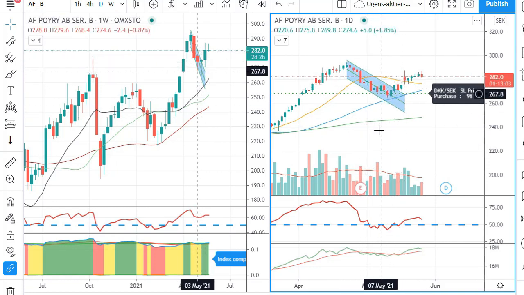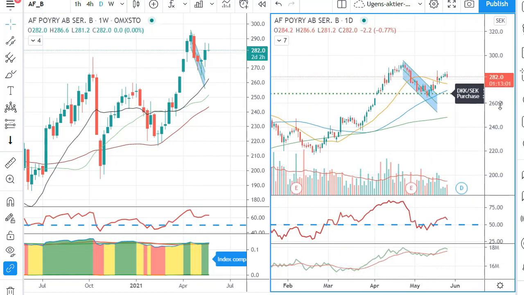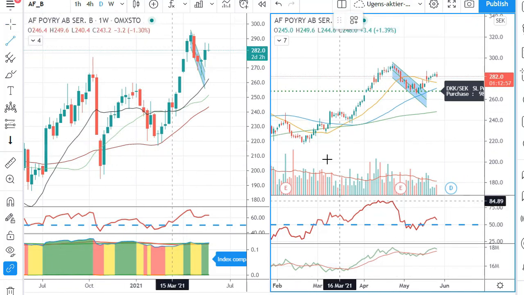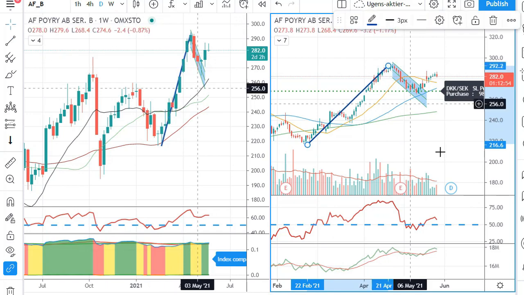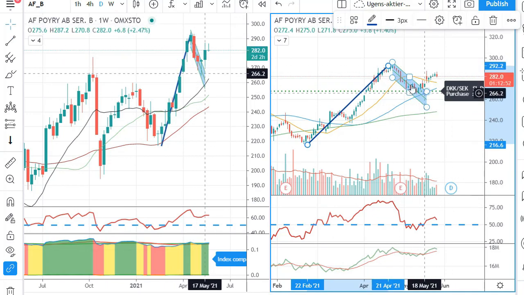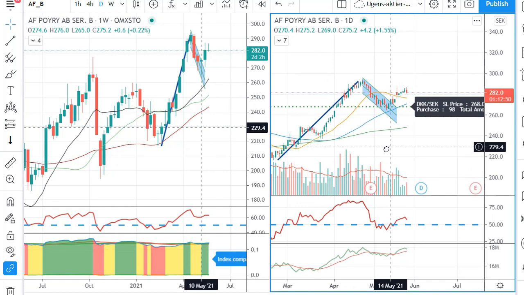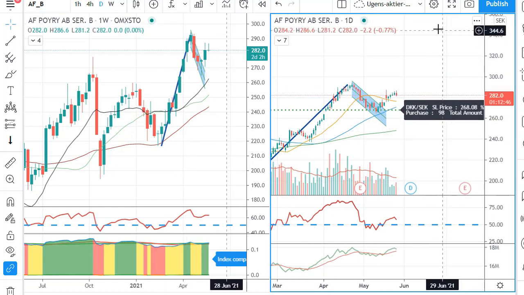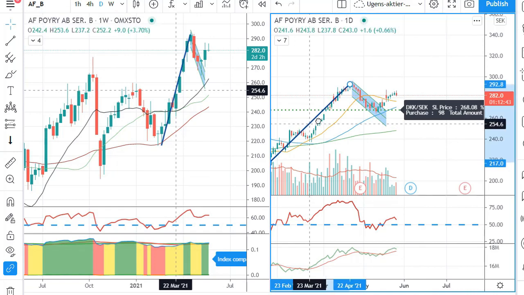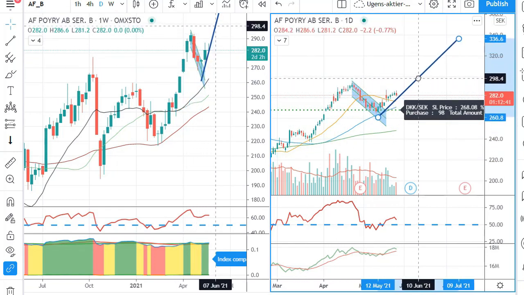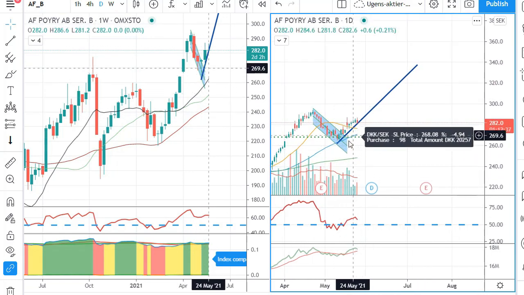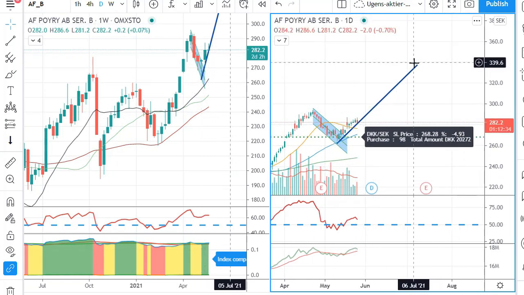And when it breaks out, you should try and see for yourself that this is the flagpole. Let me just draw it in here. We can see a flagpole here, and on that flagpole we see a flag. Now, the rule of thumb here is that to get an idea of the target when we get the breakout here, you take this flagpole and you move it to the lowest point of the flag, and that gives us an idea of the target. We could move up to around 340.